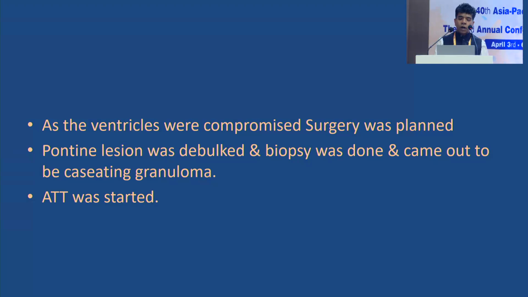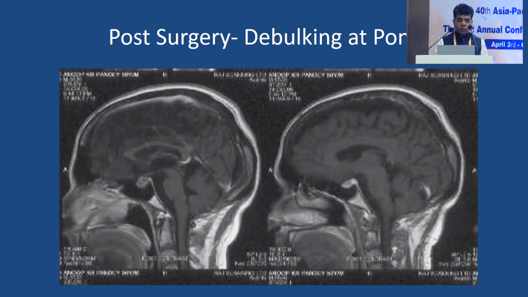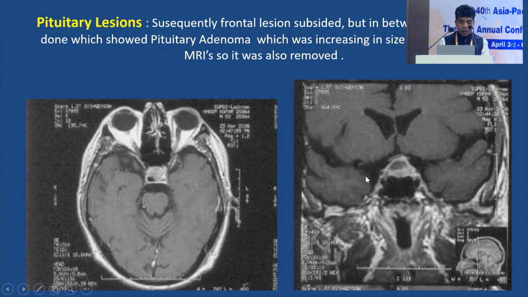So ATT was started and the lesion resolved. This is after the debulking and starting treatment. You can see very well now the patency of the fourth ventricle, and this is the third ventricle coming over here, and patency is maintained. Now one more thing: that frontal lesion resolved, but unfortunately on successive MRI, the patient was found to have a pituitary adenoma also, and it was again operated.